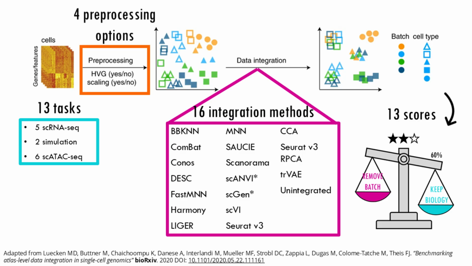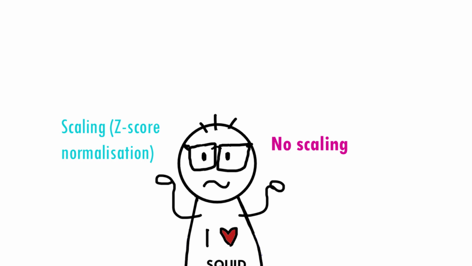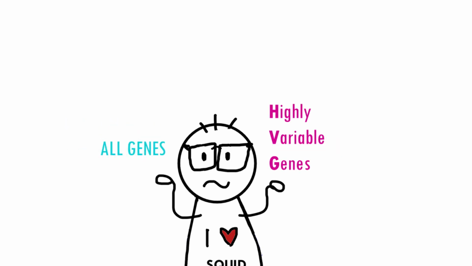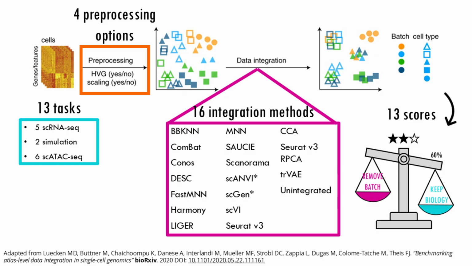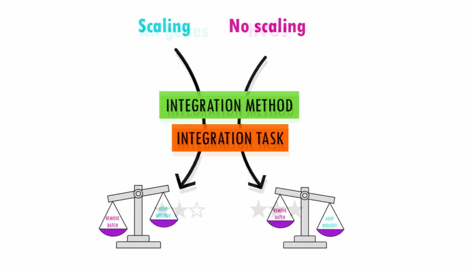So this publication focused on two main ones, using scaled or unscaled data, highly variable genes, or the full gene set. The general trend that this benchmark study observed was that most methods improved when highly variable genes were selected before integration. So in general, they got better overall scores than when you used all genes. And scaling, or Z-score normalization, showed better batch removal but worse biological conservation.